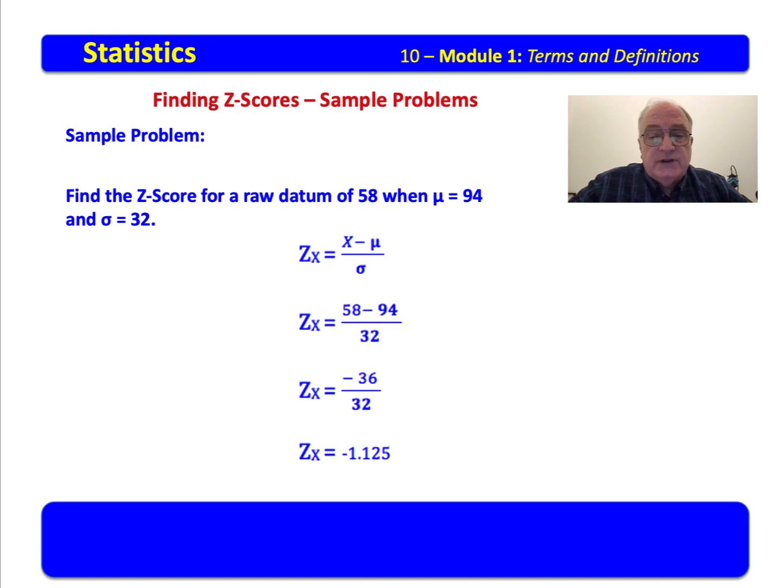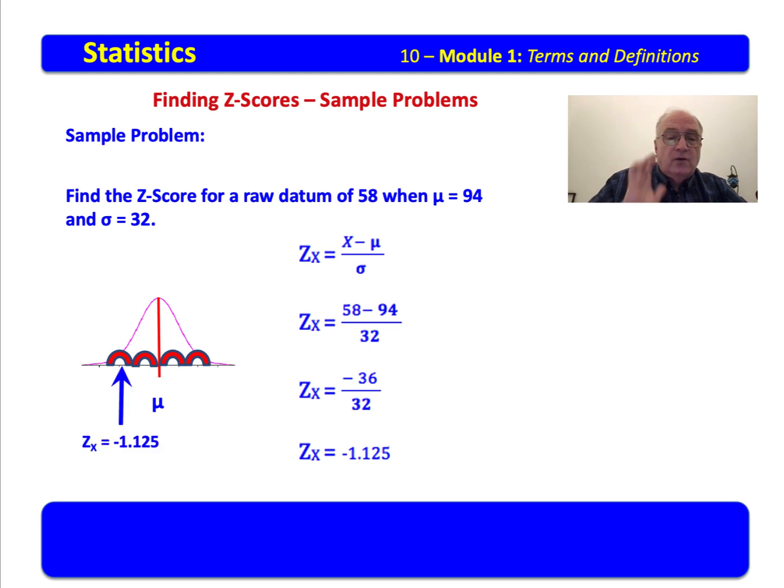And we find that the z-score is negative 1.125. That means that it is 1.125 standard deviations below the mean. If we were to draw the map of this thing, remember this curve, and we have mean and we have standard deviations, then this little datum point is 1.125 below the mean. That's what the negative means. Negative 1.125 says that it is 1.125 standard deviations below the mean.